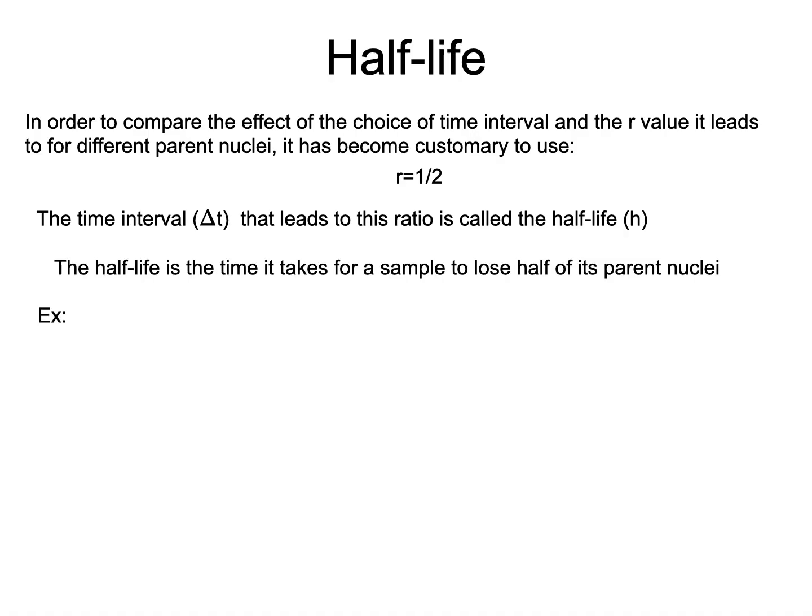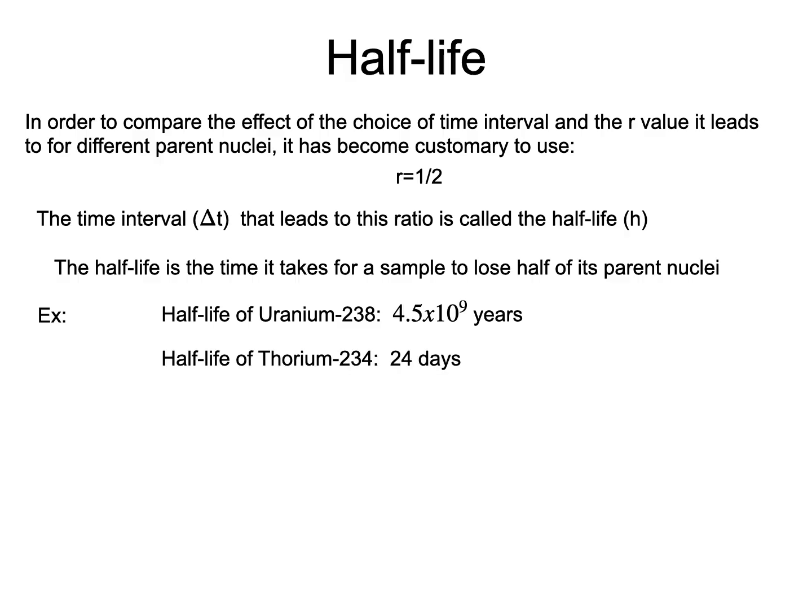For example, uranium-238 has a half-life of about 4.5 giga-years. So uranium samples are radioactive for a long time. In contrast, the half-life of the daughter nucleus of the alpha decay of uranium-238 is only 24 days. Shorter still is the half-life of bismuth-214, where half of it is gone in 16 milliseconds.